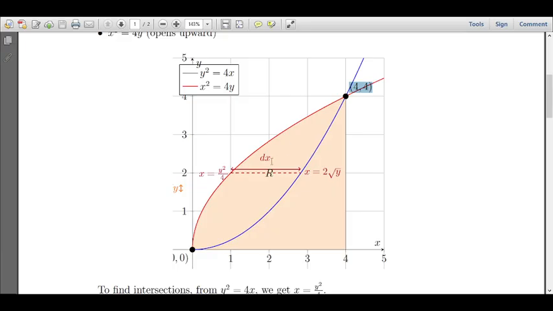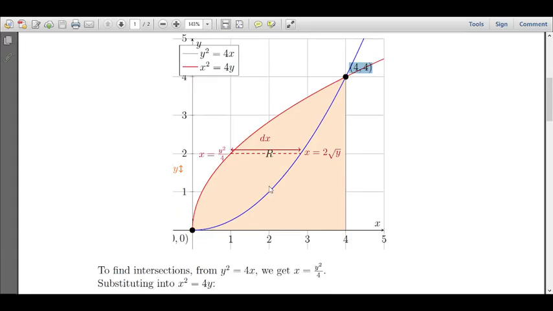So if the order of integration is dx dy, x limits must be functions of y and y limits must be constants. Okay. So how to find the x limits? Draw the horizontal strip through the region and identify where the strip enters the region and where the strip leaves the region. Since this horizontal strip enters at x equal to y square by 4 and leaves at x equal to 2 root y, since x square equal to 4y, in the sense x equal to 2 root y.